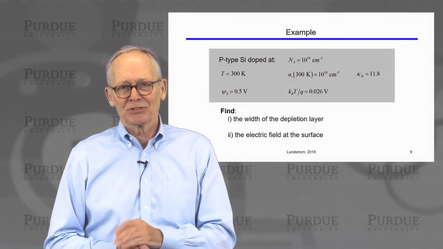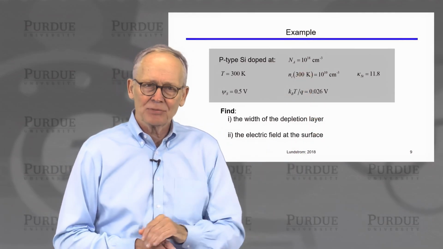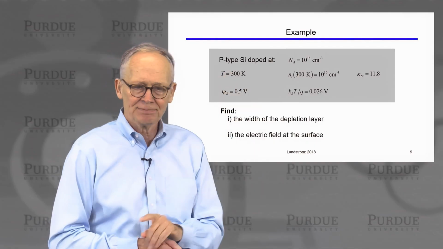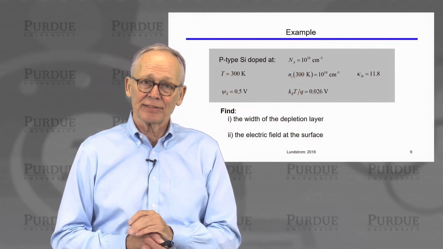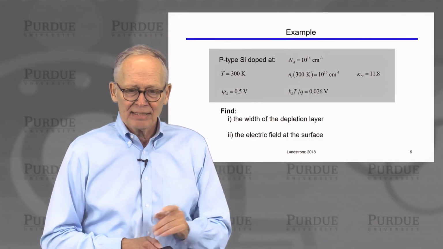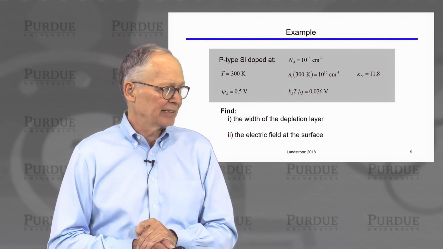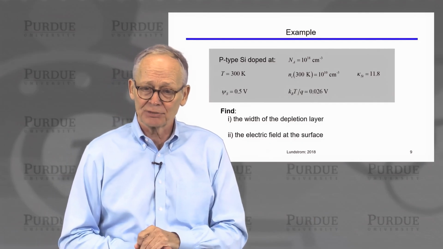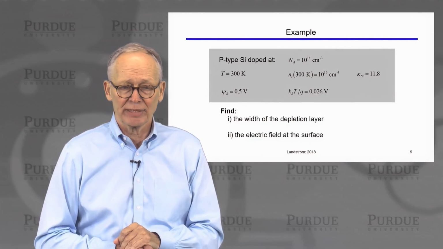Let's take an example just so we can get comfortable with how some of these numbers play out. P-type silicon, doped 10 to the 18th per cubic centimeter, room temperature 300 Kelvin. You may recall that Ni, the intrinsic carrier density in silicon, is almost exactly 1 times 10 to the 10th. Let me just assume that we've bent the bands by 0.5 volt. The surface potential is a half a volt. kT over q is 0.026 at room temperature. And I'll need a dielectric constant of silicon. I'll assume it's 11.8.